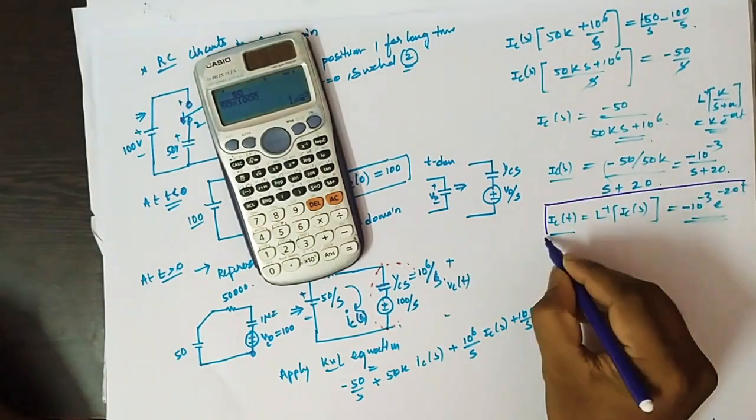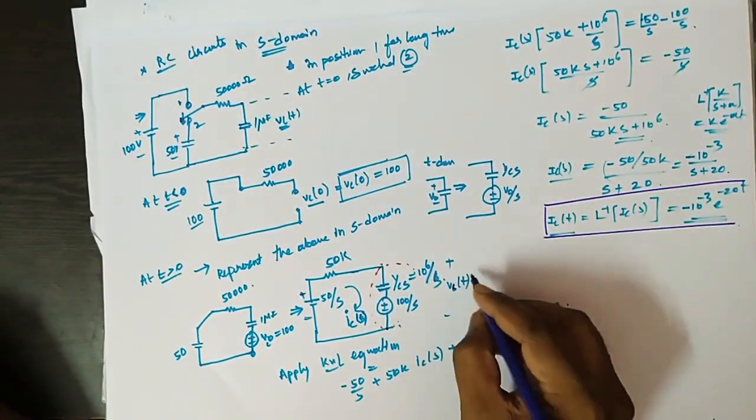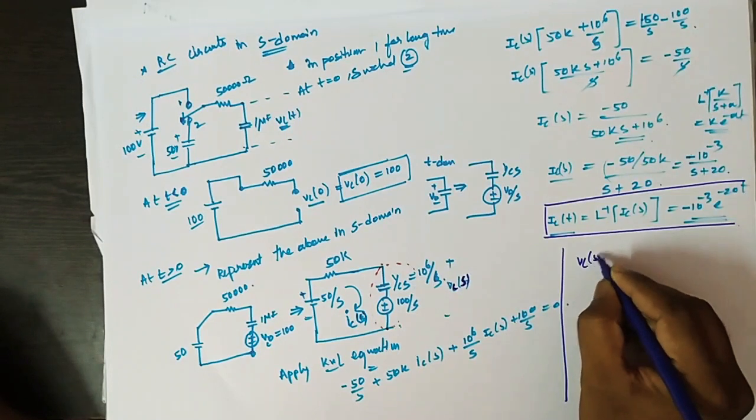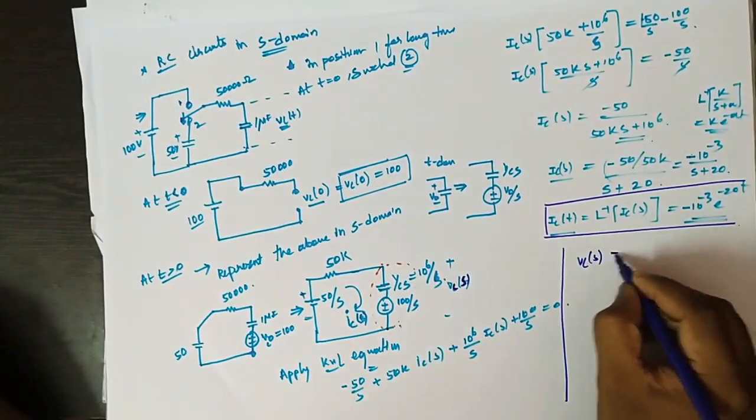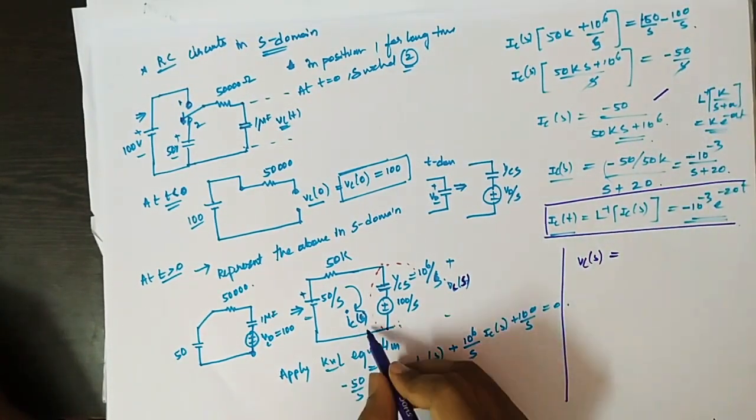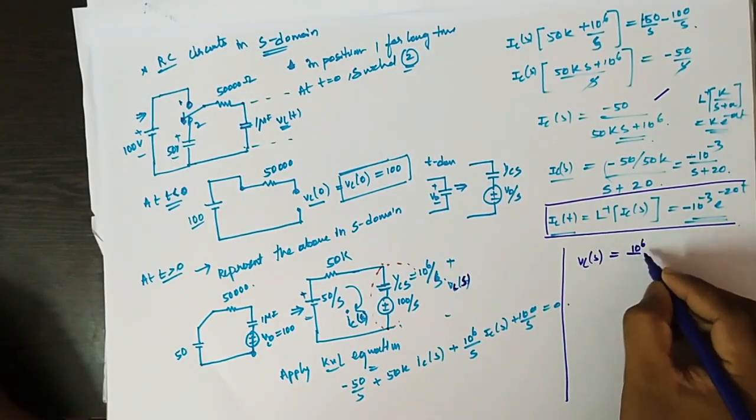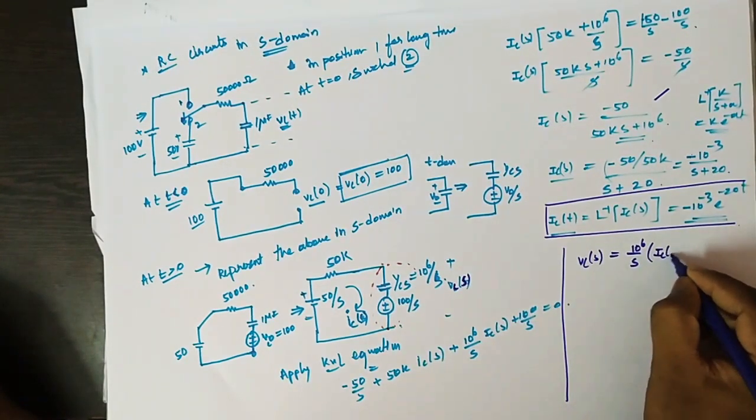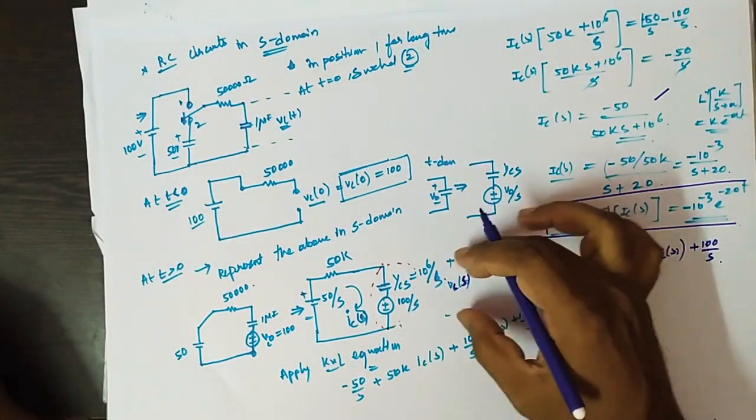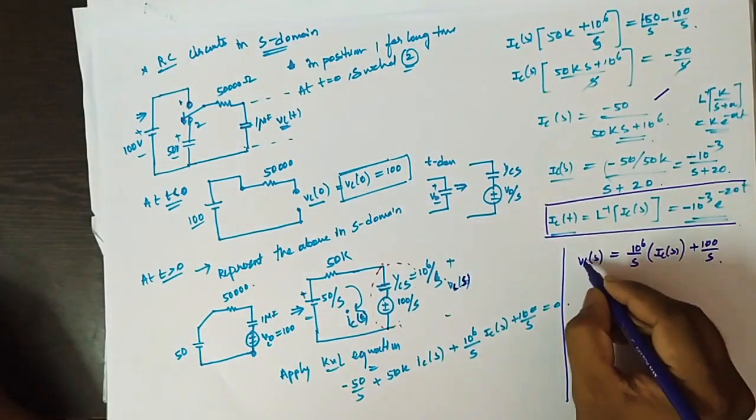This is Ic of t. So we actually need Vc of s. In general, Vc of s equals, you can write, we got Ic of s here. So Ic of s is this. So Vc of s equal to 1 by 10 power 6 S into Ic of s plus 100 by S. This is the voltage we need: the voltage drop across this capacitor plus the voltage of this voltage source.